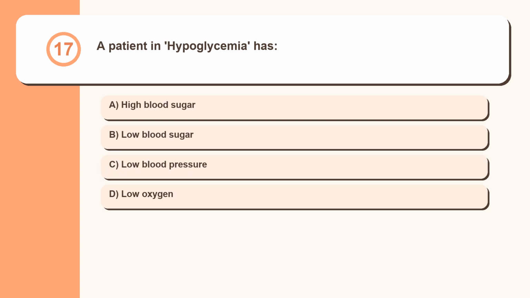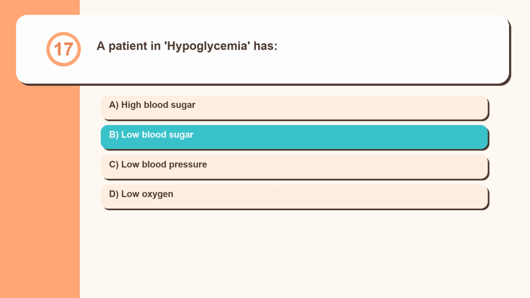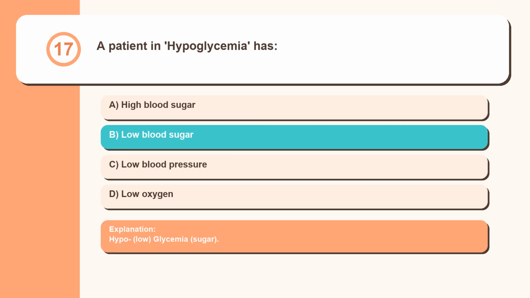Question 17. A patient in hypoglycemia has: high blood sugar, low blood sugar, low blood pressure, low oxygen. Hypo, low; glycemia, sugar.